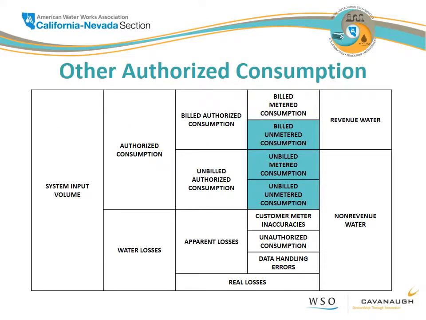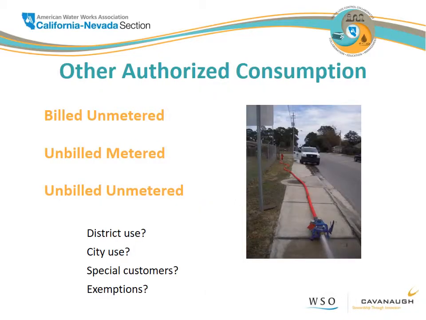We don't want to forget also that other authorized consumption exists throughout our system. Not all of the water we use for intended purposes is billed nor metered. So we've got a couple other uses we want to acknowledge and properly account for in the water audit. Some other authorized consumption uses range from district use. Sometimes we've got arrangements with other district facilities such that they are metered but maybe not billed.